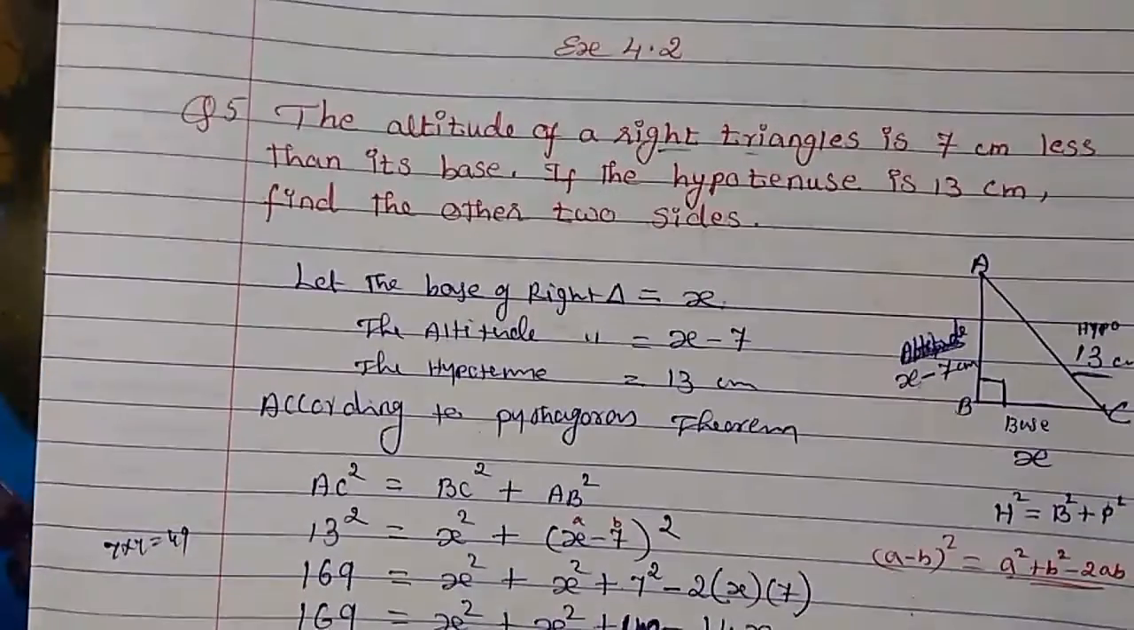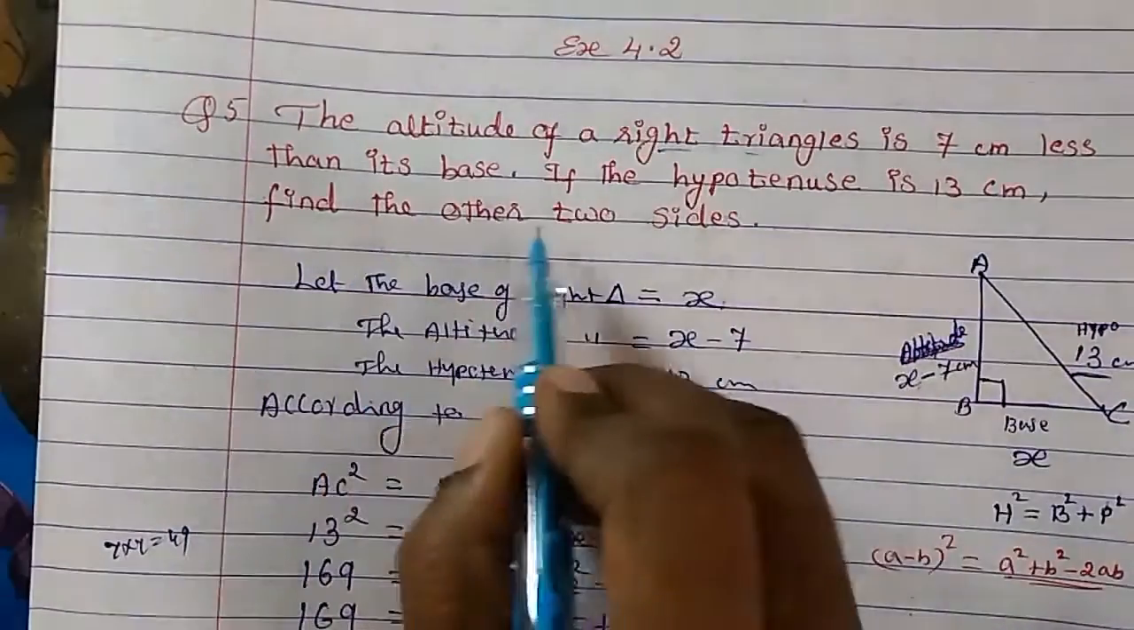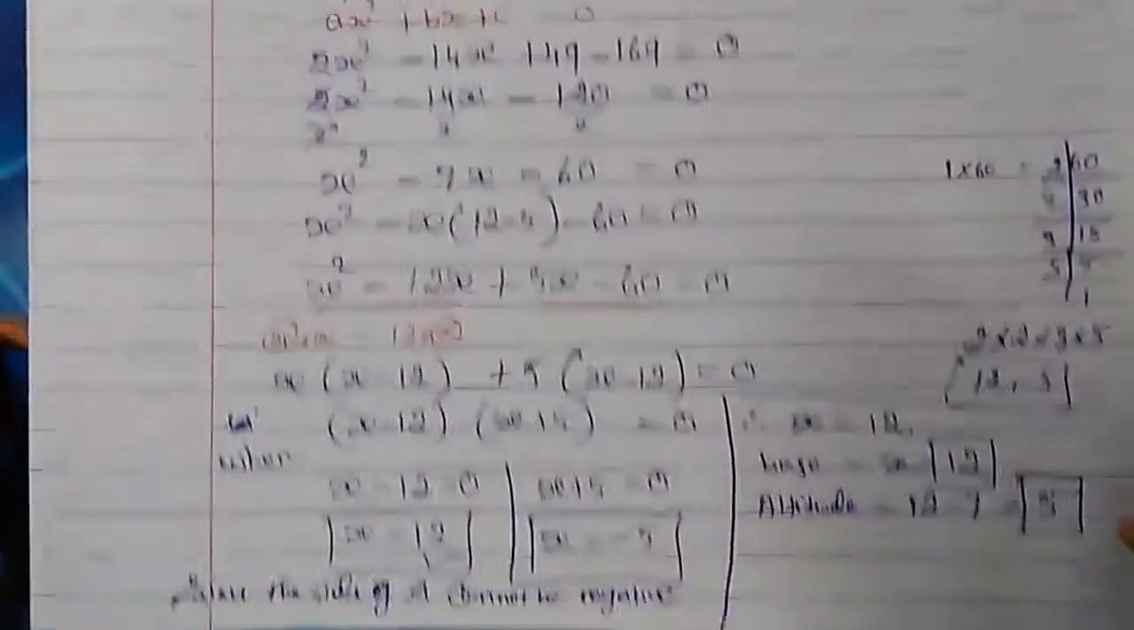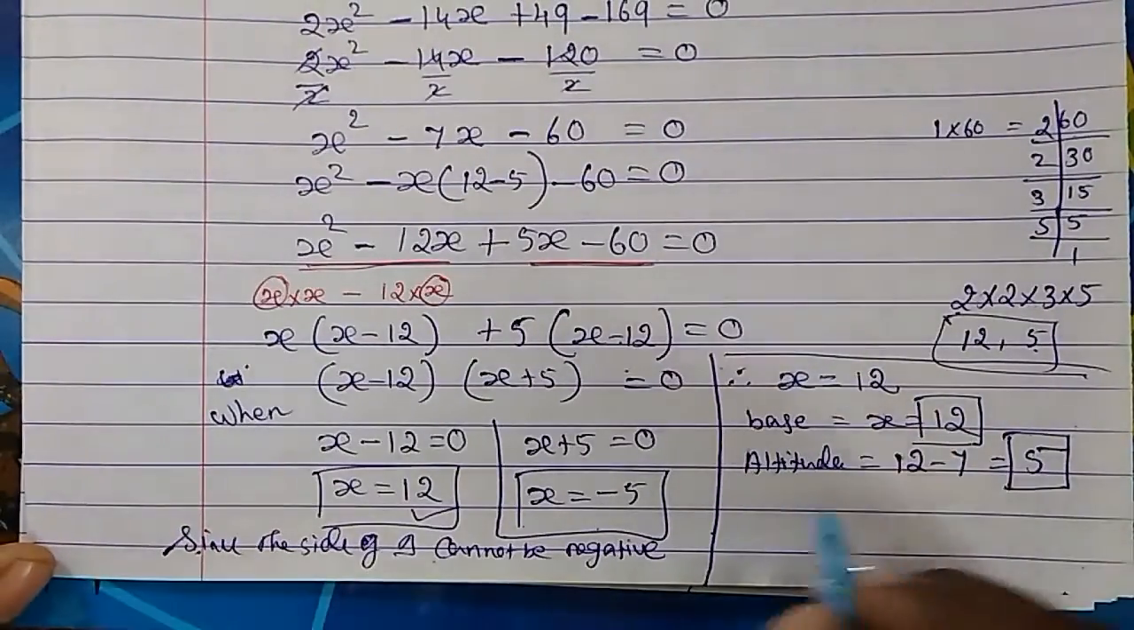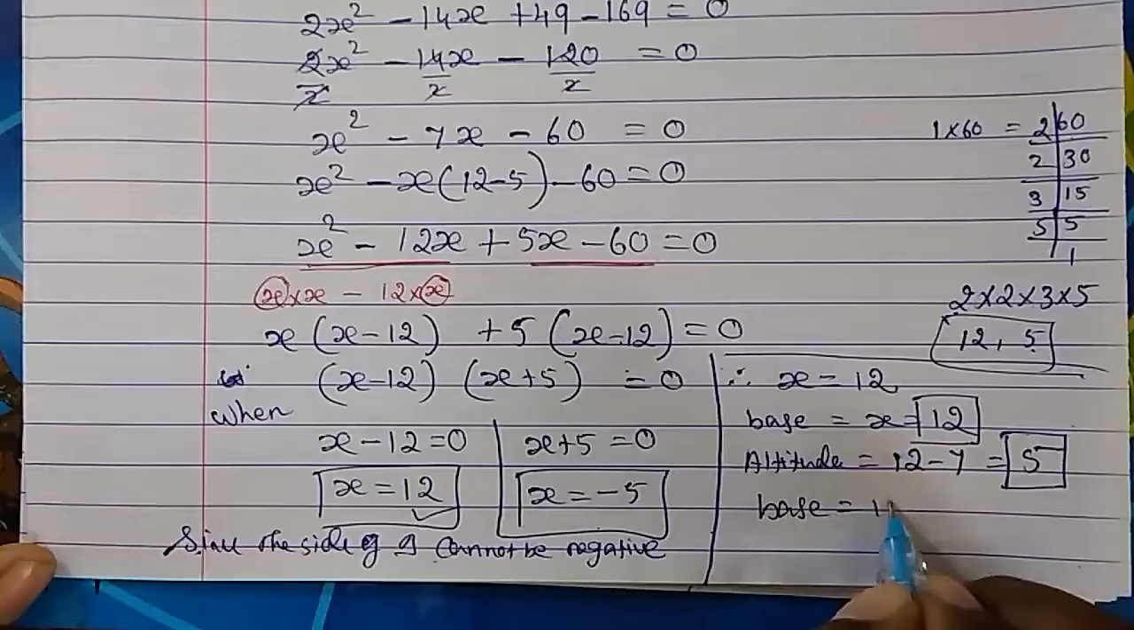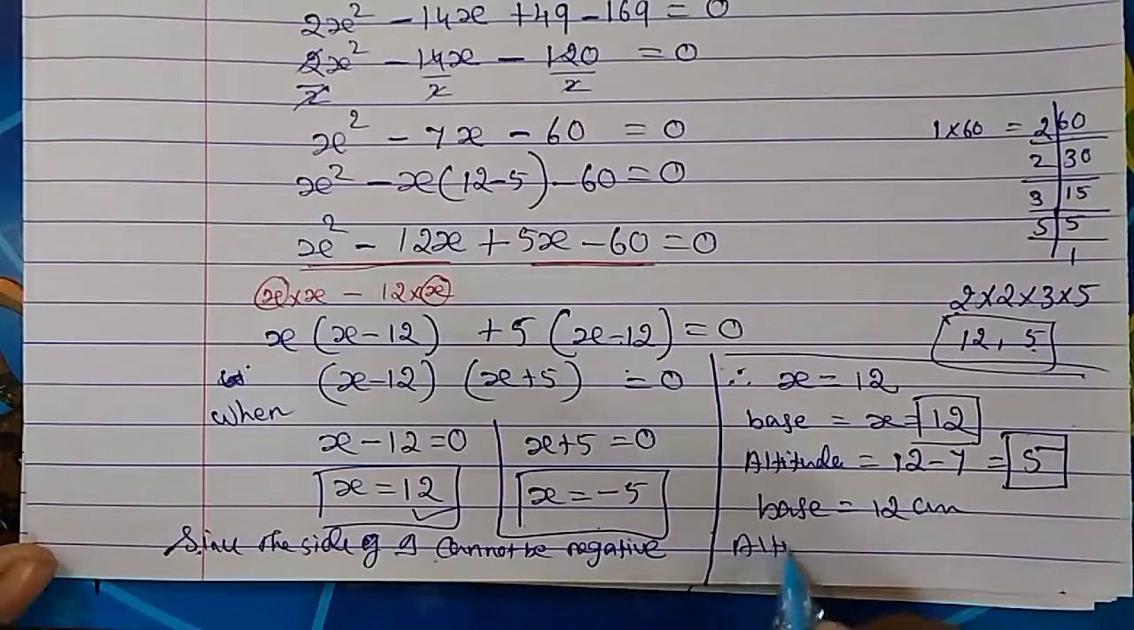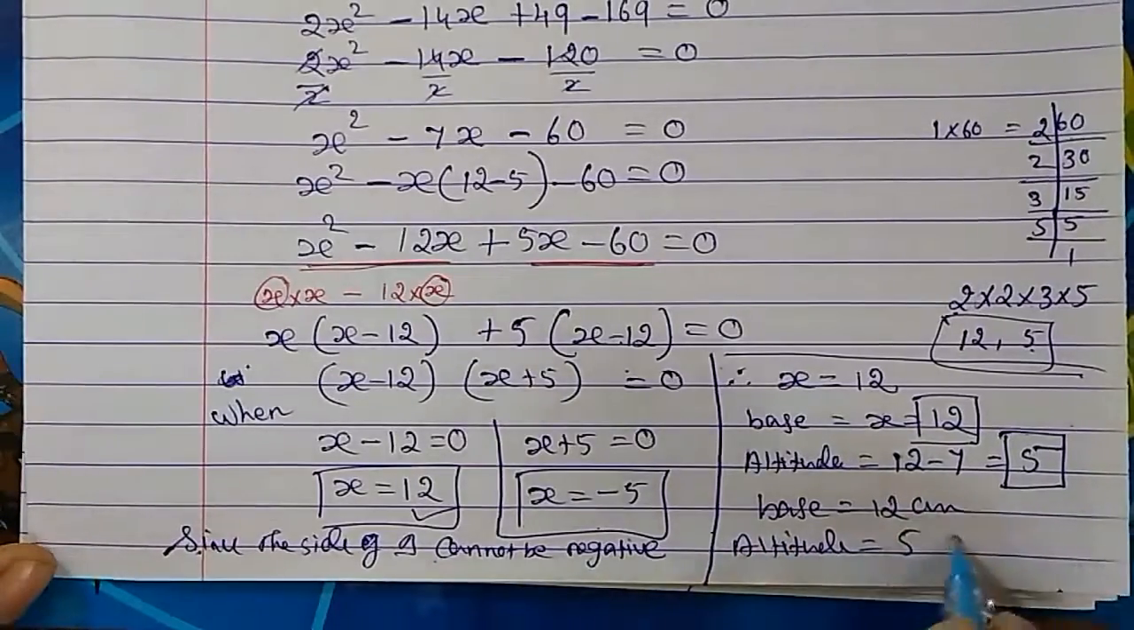So what we have to find out? Find the other two sides. So these are the two sides: the base is 12 centimeters, and the altitude is 5 centimeters. That's it.